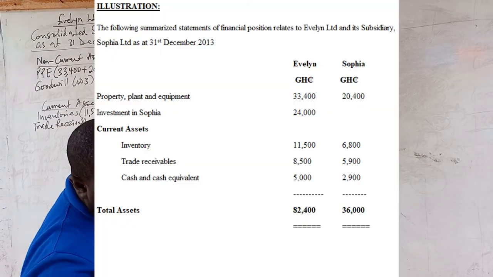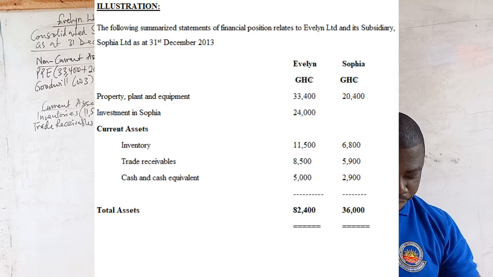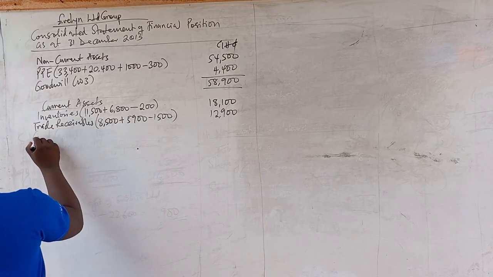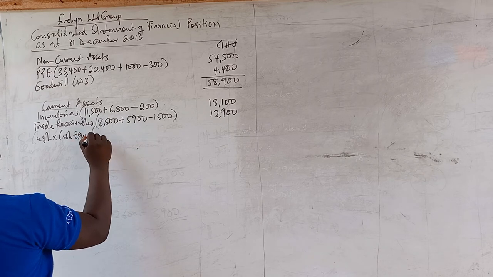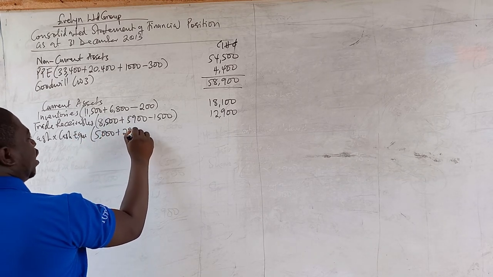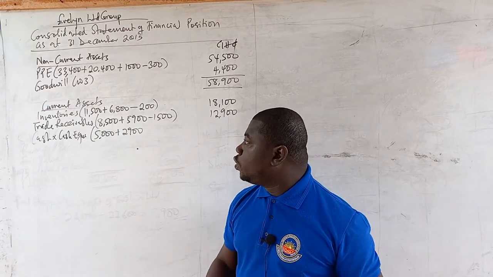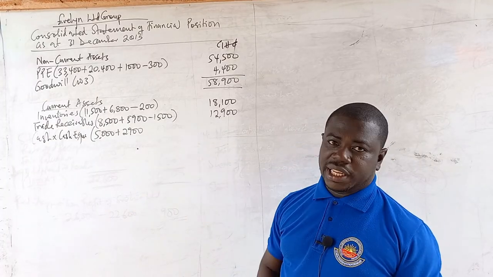And then after the trade receivables, we have cash and cash equivalents, which is 5,000 for the parent, 2,900 for the subsidiary. So cash and cash equivalents, which is 5,000 plus 2,900. And all the time, one of the things you need to do is, once you bring the parent and subsidiary and add, think of any other adjustment that will affect it.